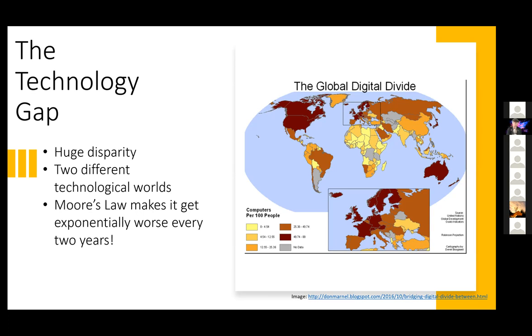And the big problem with this is Moore's law. If you take that into consideration, for every 2 years that there's no advancement because there's nothing to advance from, we still are advancing. So the gap is exponentially growing every minute, every time that there's a new technological advancement in the developed world.